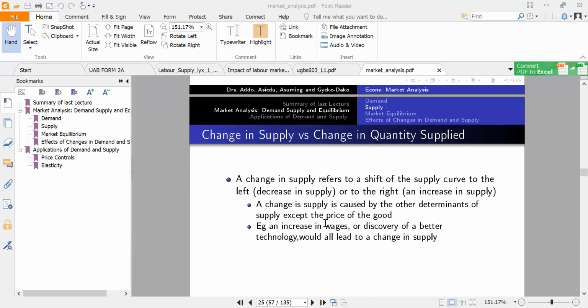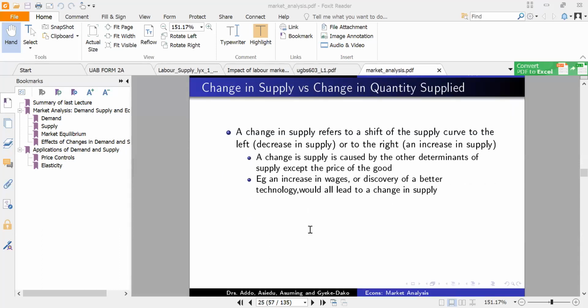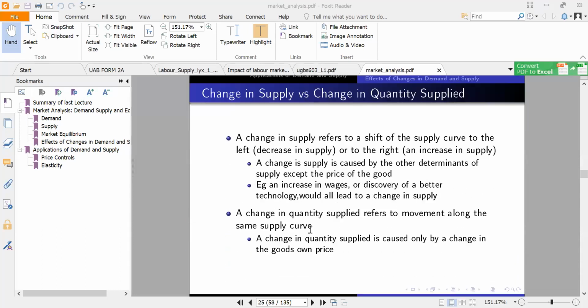All right. So a change in supply is caused by the other determinants of supply except the price. So just the same way we did for the demand. An increase in wage will cause a change in supply. Discovery of a better technology will cause a change in supply. It means the supply curve will shift and all that, okay? Price change will cause a change in quantity supplied. The change in quantity supplied is caused only by a change in a good's own price.